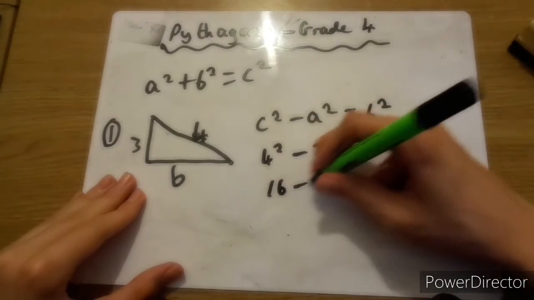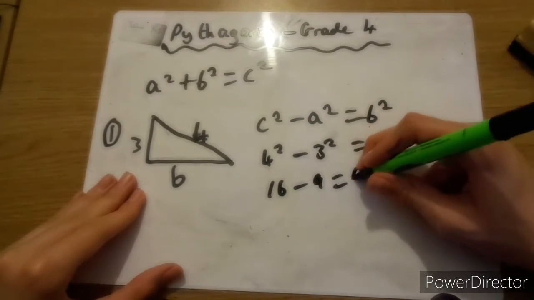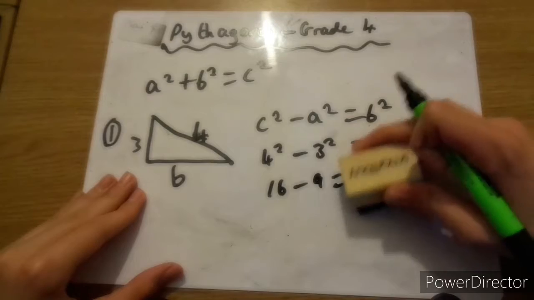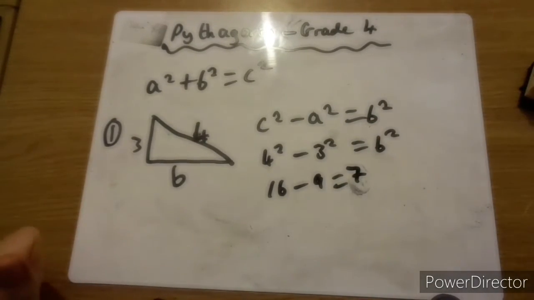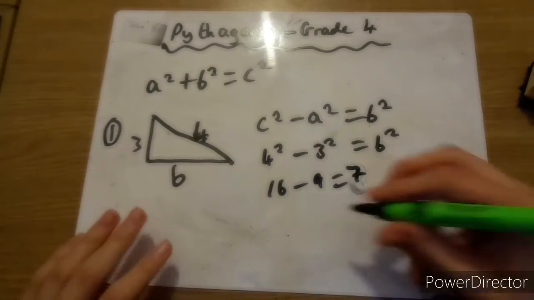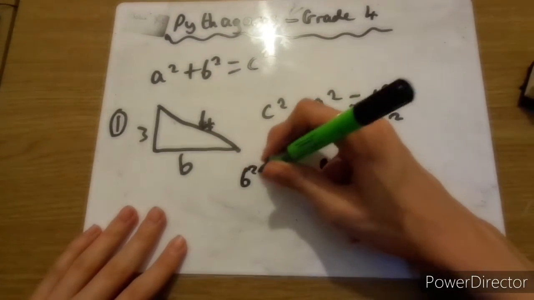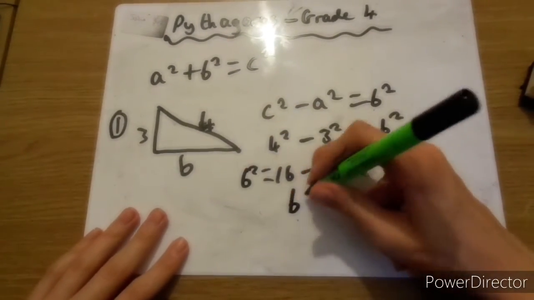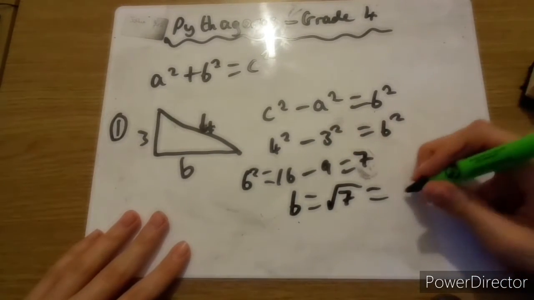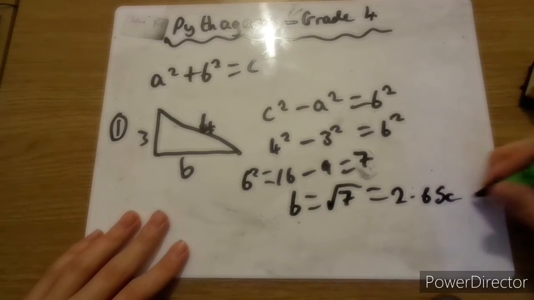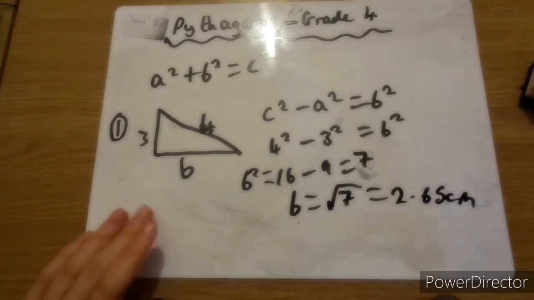So I've got to do 16 minus 9, which is equal to 7. That's what B squared is equal to: 7. So that means B is equal to the square root of 7, which is 2.65 centimeters to 2 decimal places.